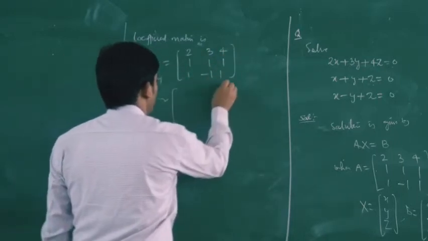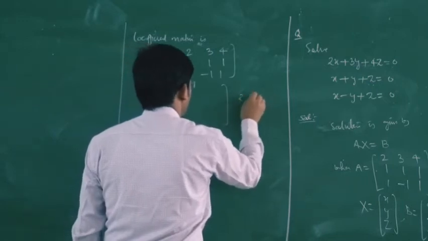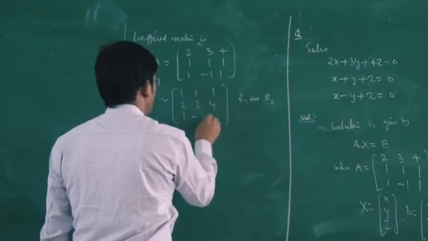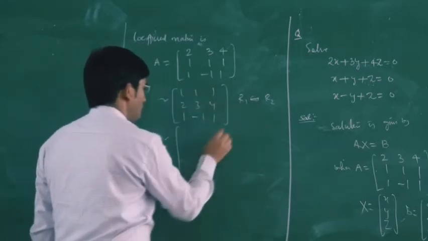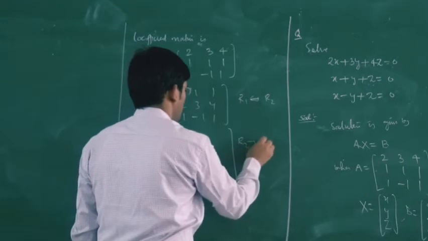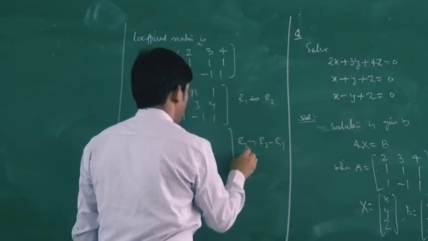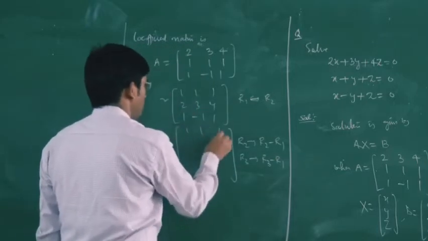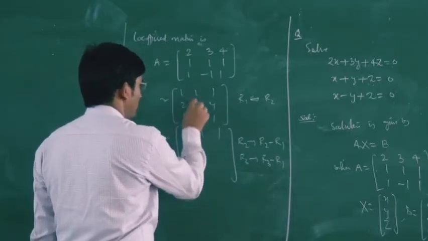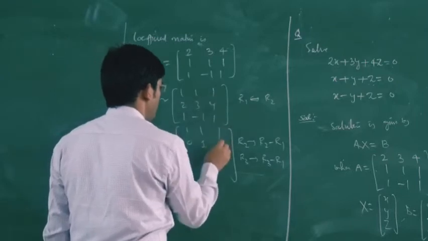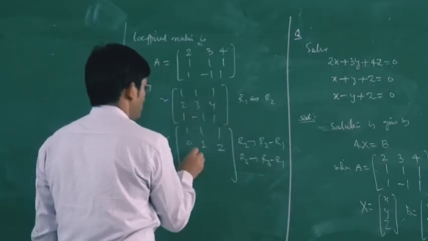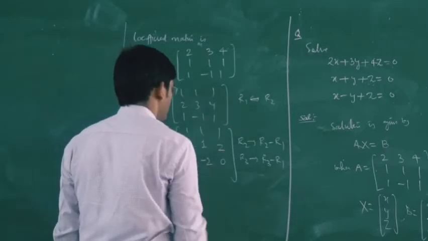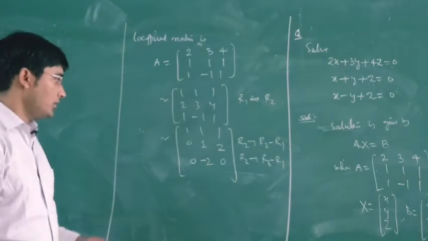Now this is equivalent to, let us change R1 and R2. So we have [1, 1, 1; 2, 3, 4; 1, -1, 1]. Now R2 minus 2 times R1 and R3 minus R1 imply [1, 1, 1; 0, 1, 2; 0, -2, 0], since 3 minus 2 is 1, 4 minus 2 is 2, minus 1 minus 1 is minus 2 and 1 minus 1 is 0.